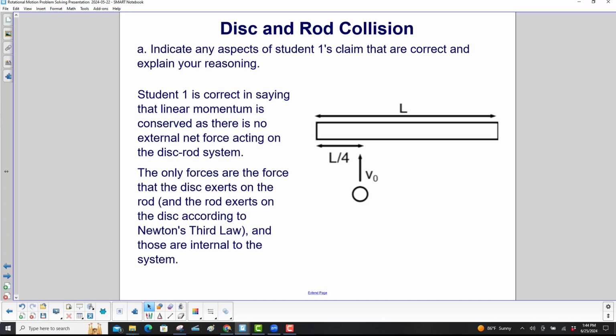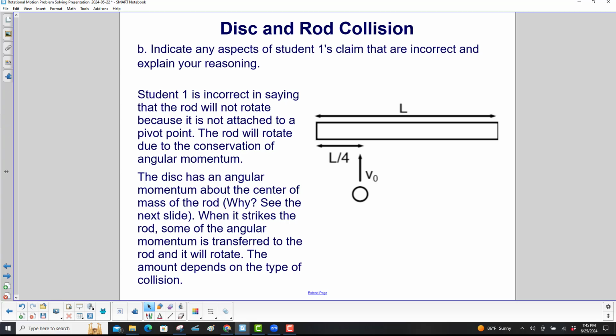Student 1 is correct in saying that linear momentum is conserved as there is no external net force acting on the disk rod system. The only forces are the force that the disk exerts on the rod and the rod exerts on the disk according to Newton's third law, and those are internal to the system.